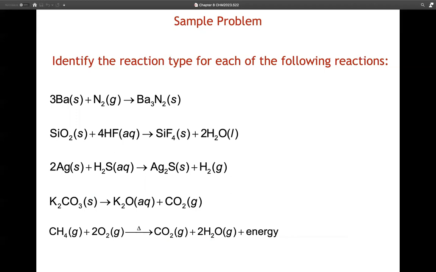It looks like we have barium on its own, the metal, and it is reacting with nitrogen. And nitrogen is one of the elements that exists in nature as a diatomic molecule, as N2, nitrogen gas. And it looks like both are combining to form a single compound. So that would be an example of combination. It's a combination reaction. 2 or more substances or atoms are combining to form a single product.